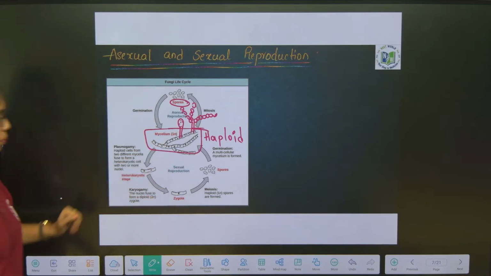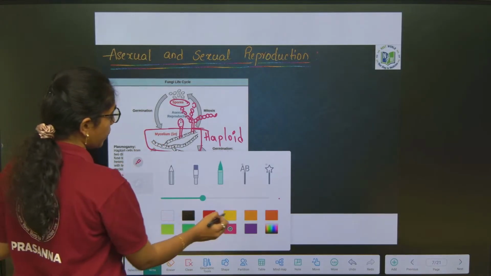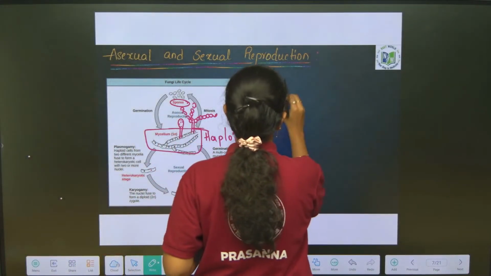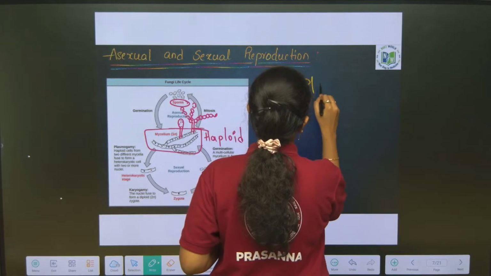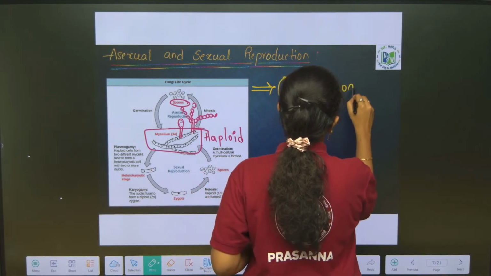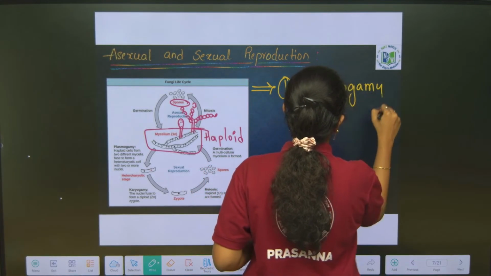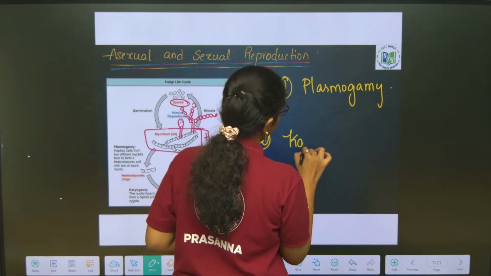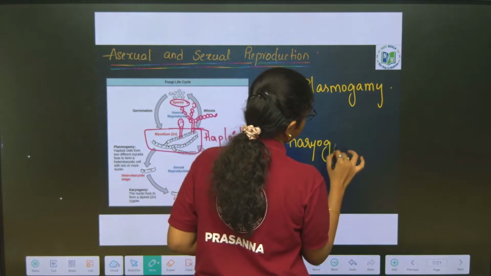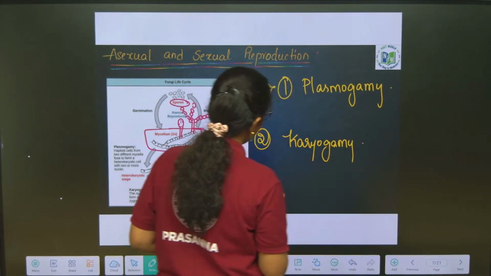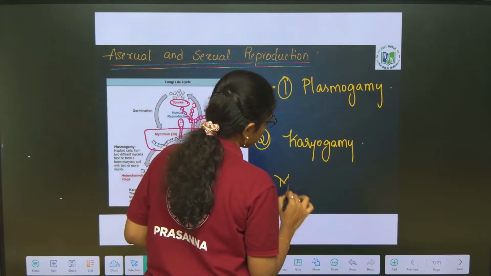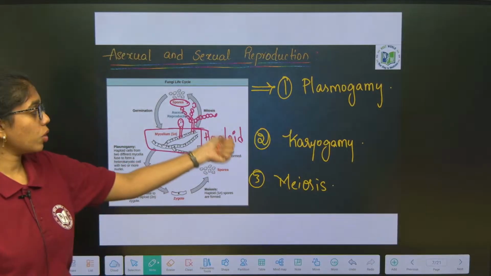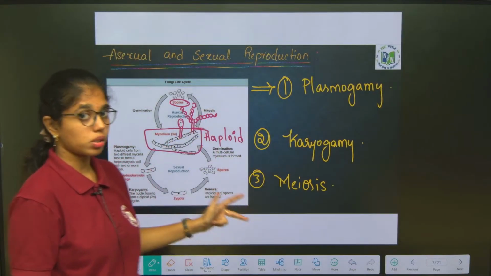In sexual reproduction, three stages will be there. You will be coming across three stages. First is plasmogamy. Second will be karyogamy, and third will be meiosis. So, you have plasmogamy, karyogamy and meiosis.